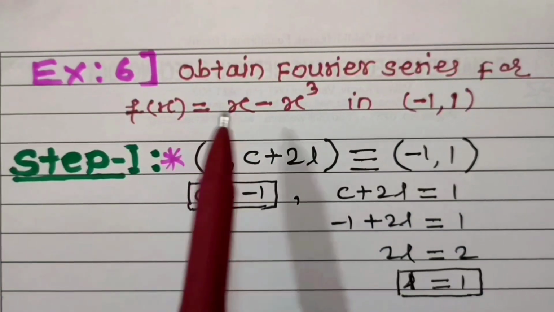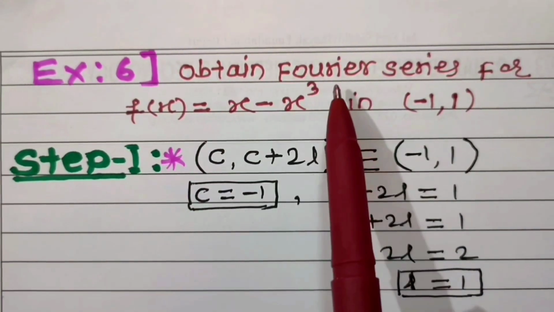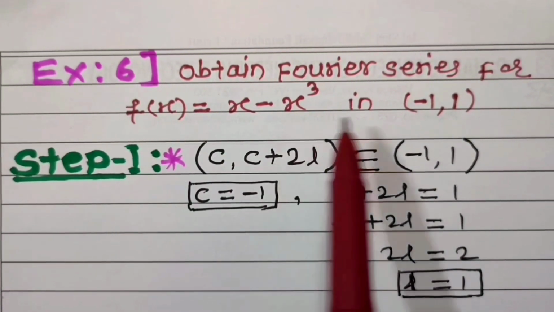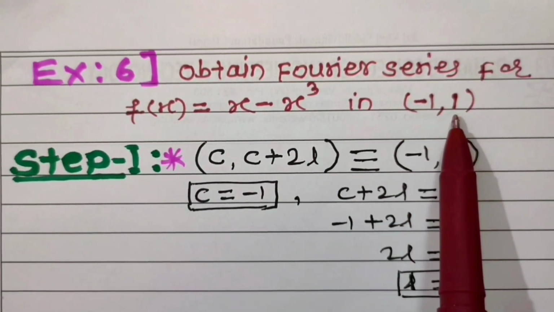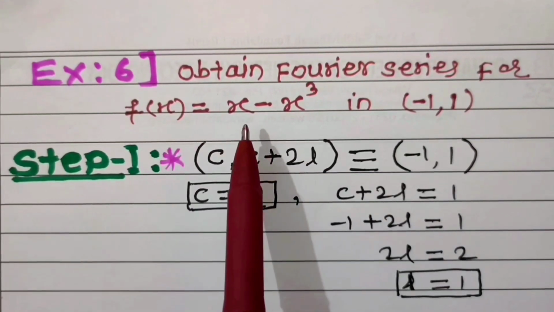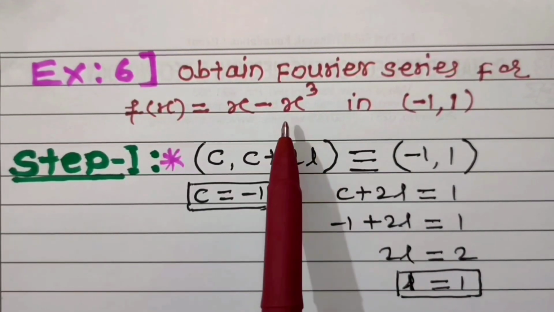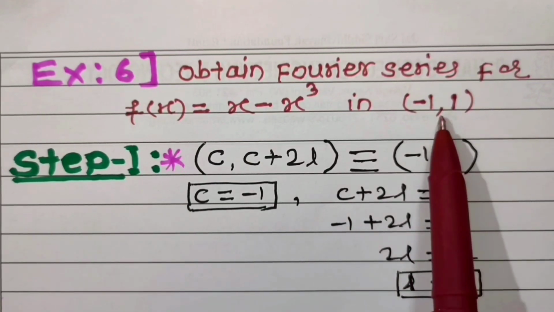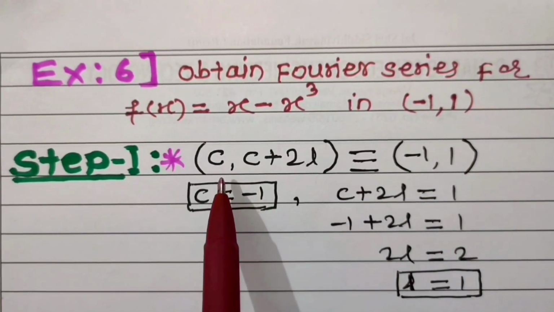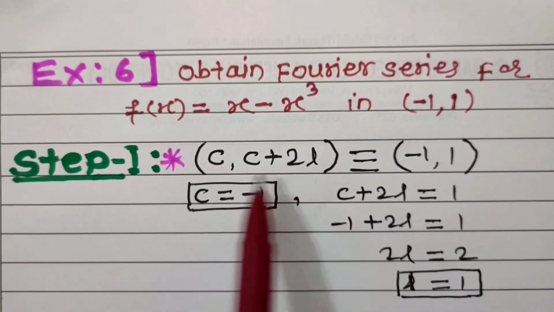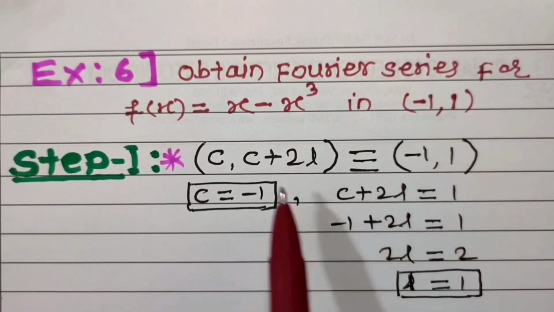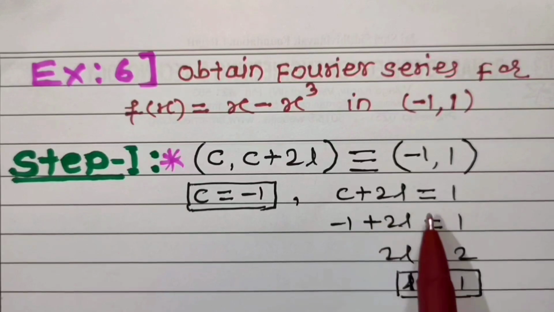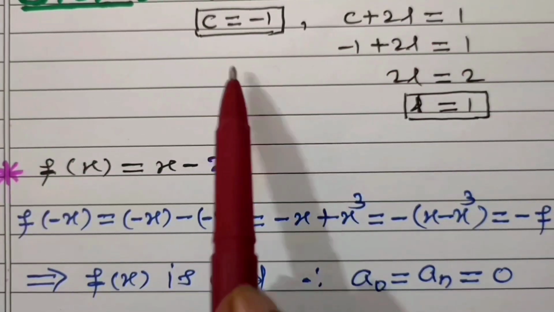Example number 6. Obtain Fourier series for f of x is equal to x minus x cube in minus 1 to 1. The value of f of x is single valued and defined in a single interval. So in step number 1, compare the given interval with the general interval c to c plus 2l. Then c is the lower limit, minus 1. C plus 2l is the upper limit, 1. Put c is equal to minus 1 here. That gives L is equal to 1. C is equal to minus 1 and L is equal to 1.